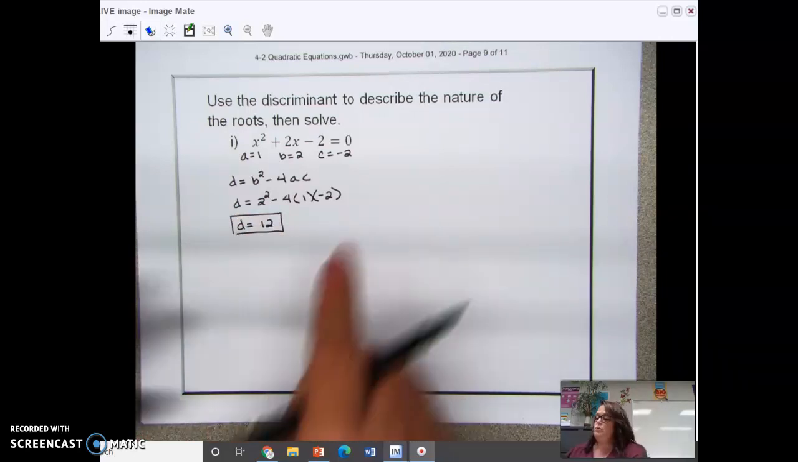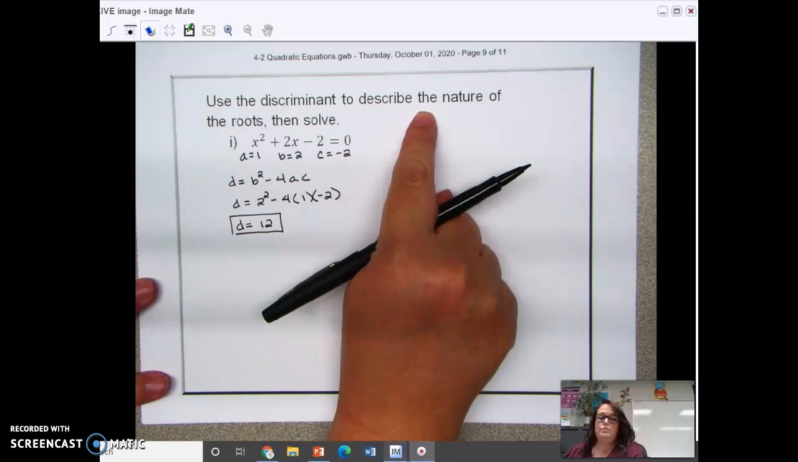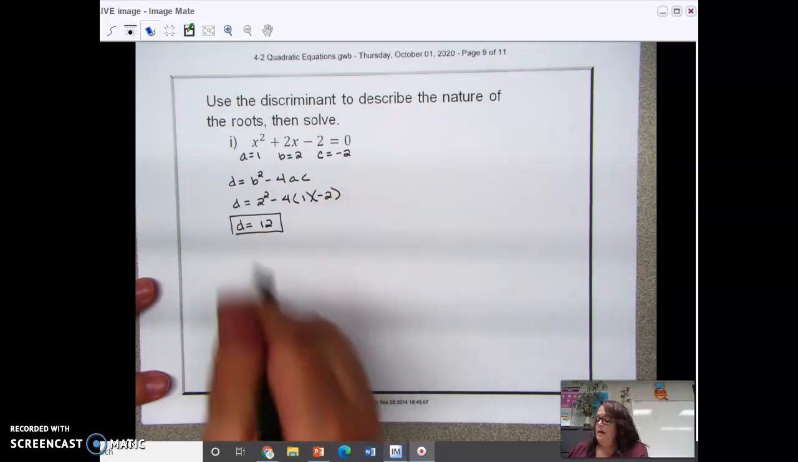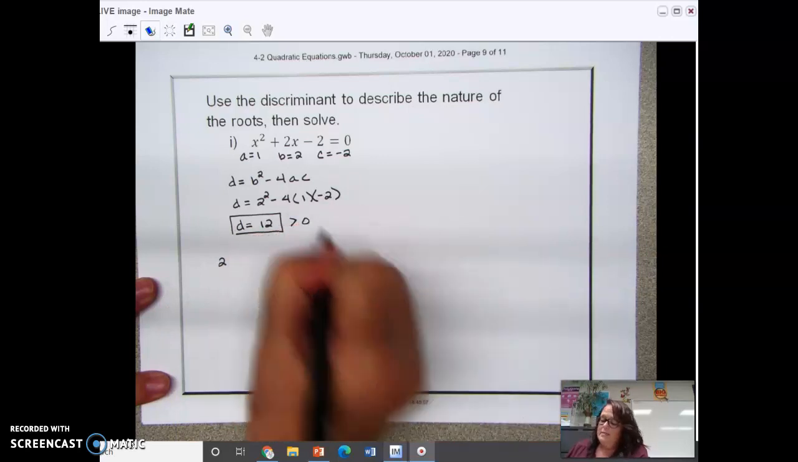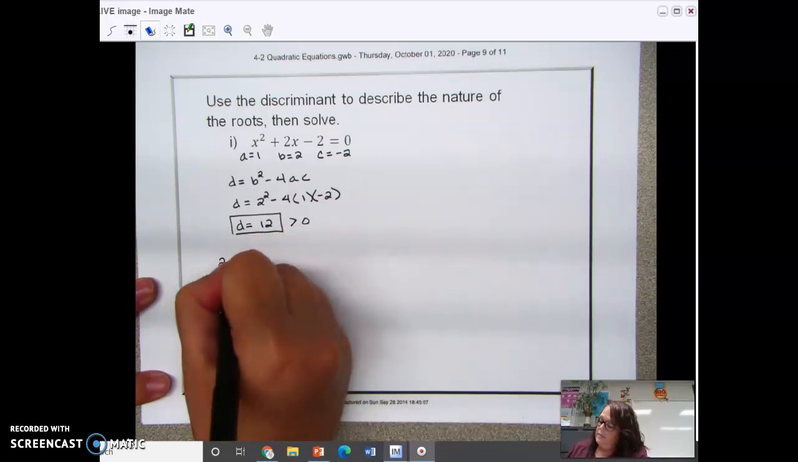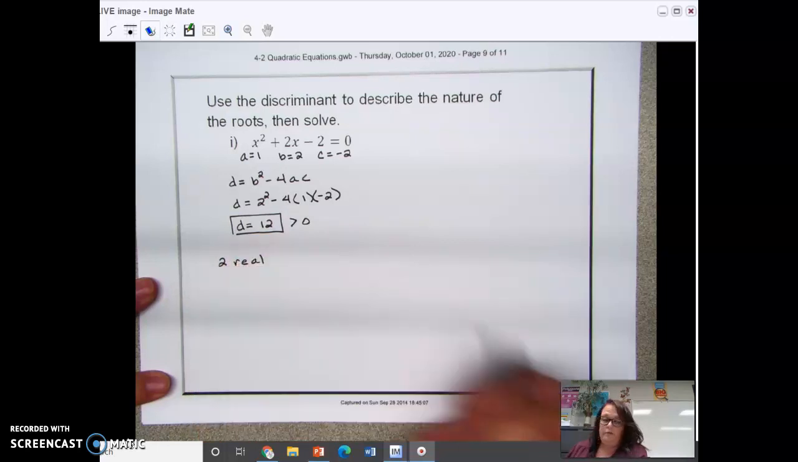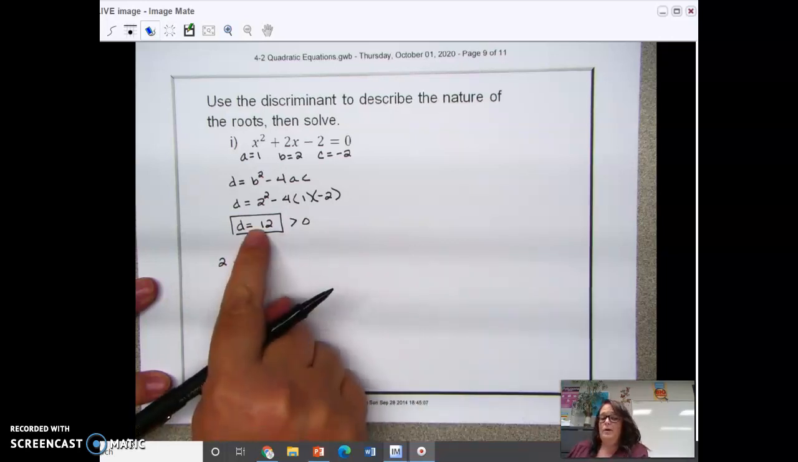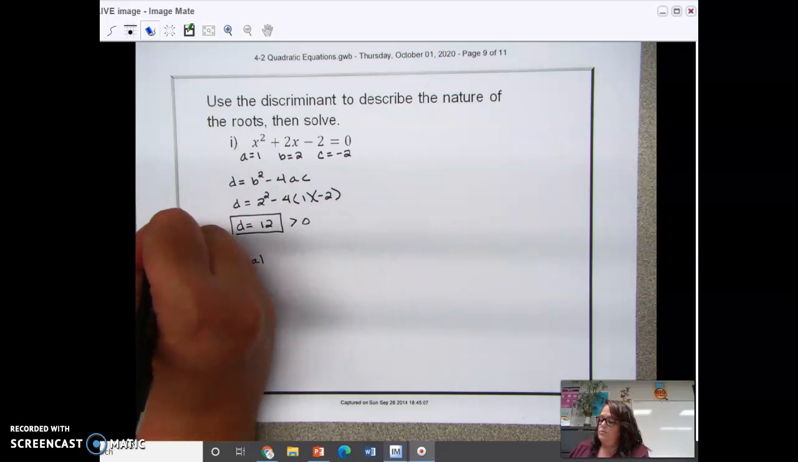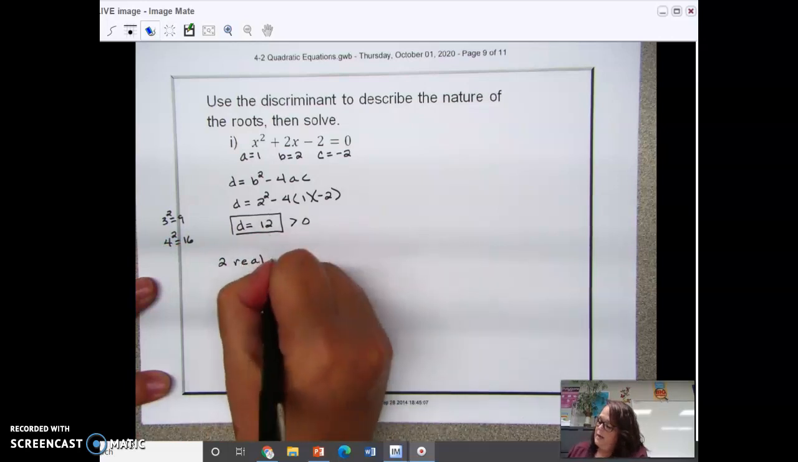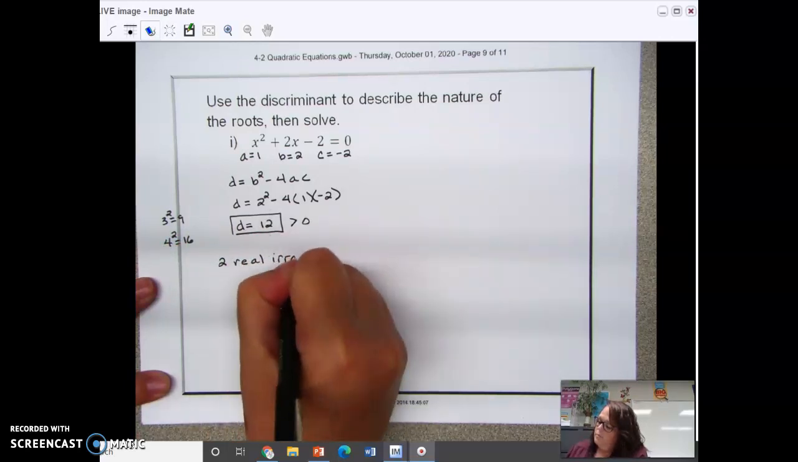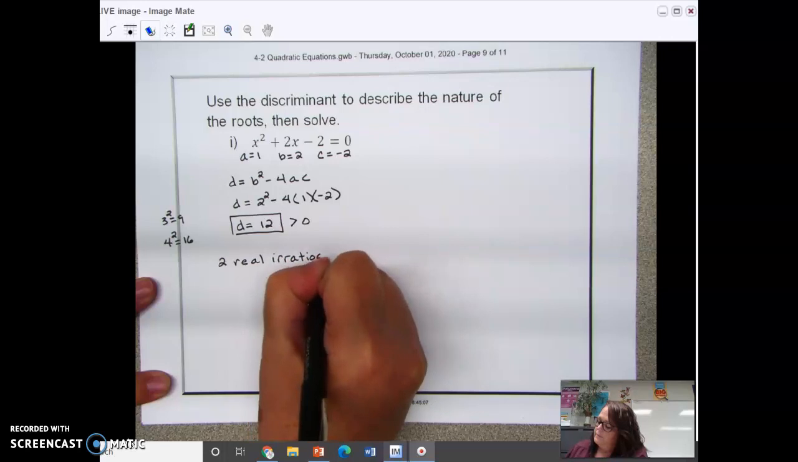And then it says use that to describe the nature of the roots. So the fact that it's not 0 tells me that I have 2 roots. The fact that it's positive, meaning that it's greater than 0, means those 2 roots are going to be real. And then the fact that 12 is not a perfect square, because 3 squared gives me 9 and 4 squared gives me 16, I would say that it's going to be 2 real irrational roots.